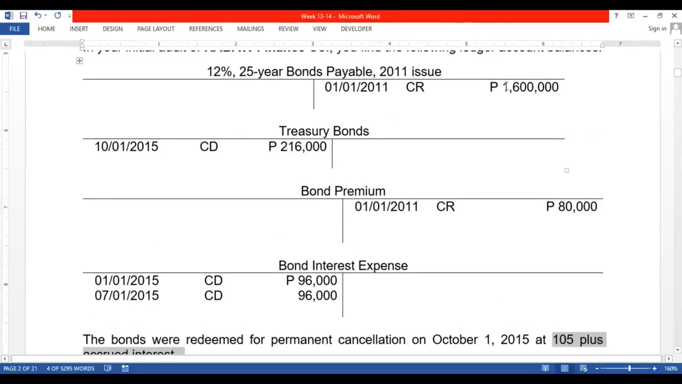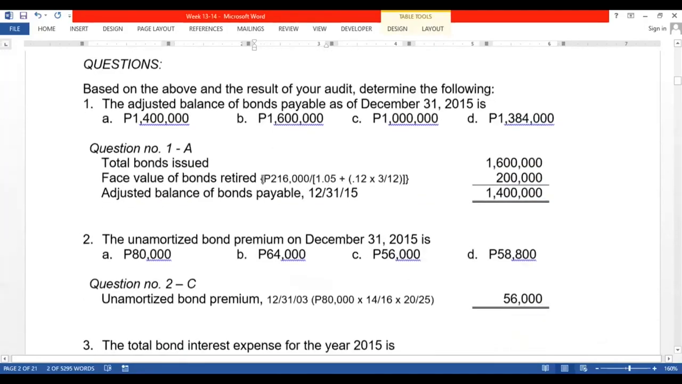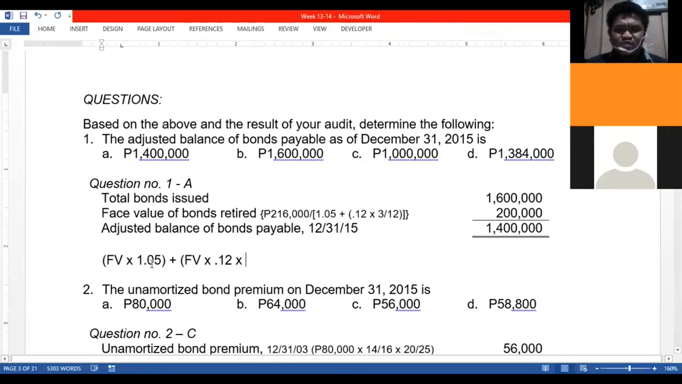So dapat ang i-deduct mo dito sa 1.6 is the face amount. Ano ang face amount nitong 216? Ang pag-compute sa 216: face value times 1.05, plus the interest. Interest is face amount times the rate, that is 0.12, times pila ka months ang nag-accrue. From July to October. FB times 1.05 plus FB times 0.12 times 1.